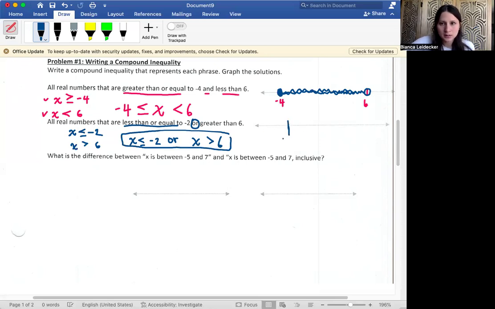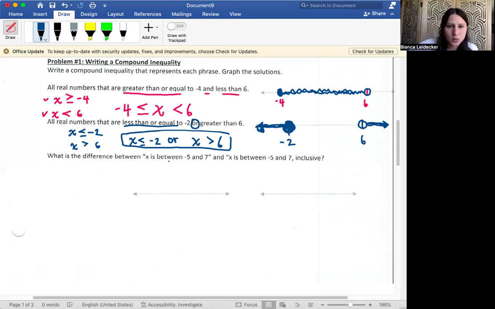Then -2 is here, 6 is here. x, let's include that -2, bubble it in, is less than or equal to. So we're going to shade to the left. Greater than, bubble open, shade to the right.